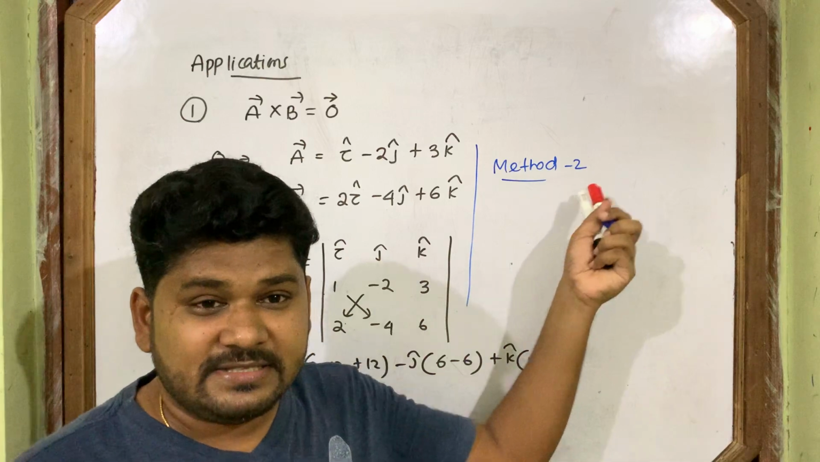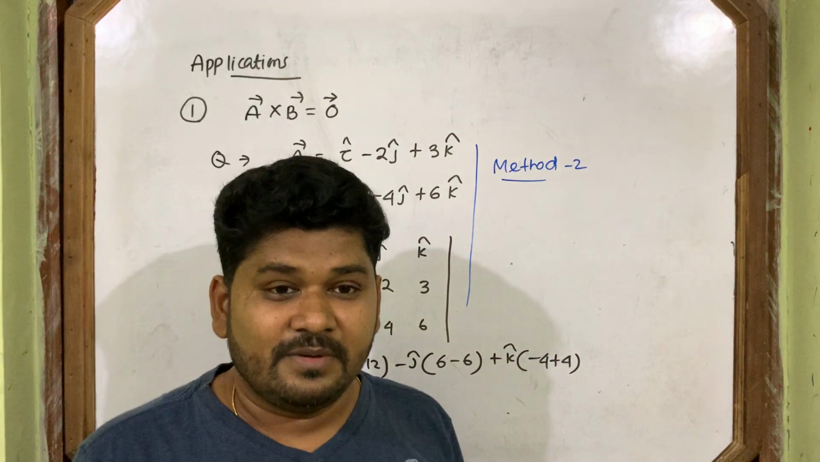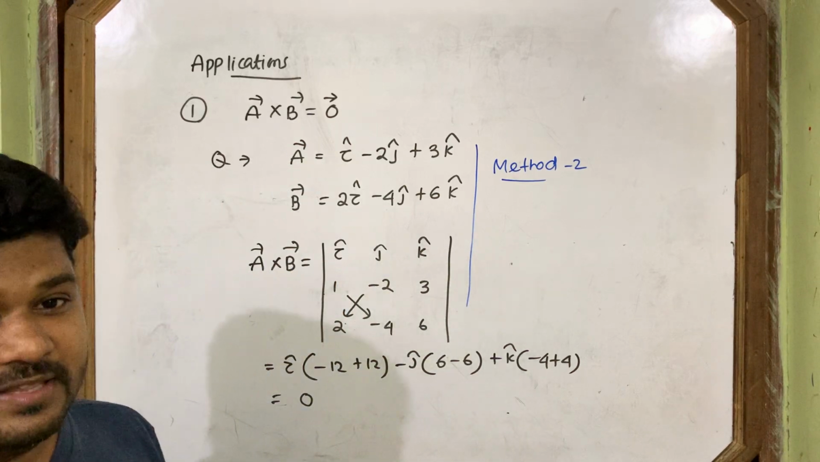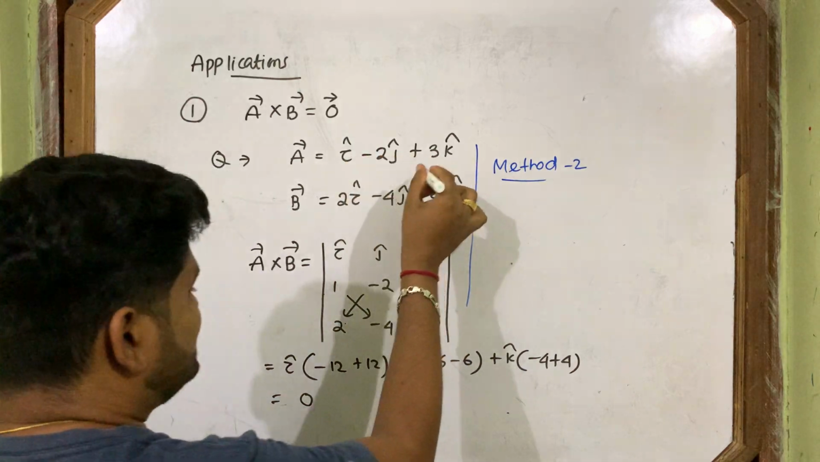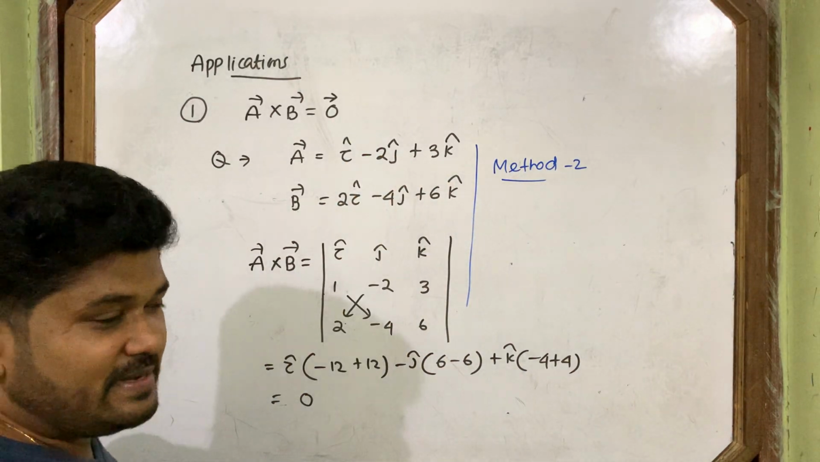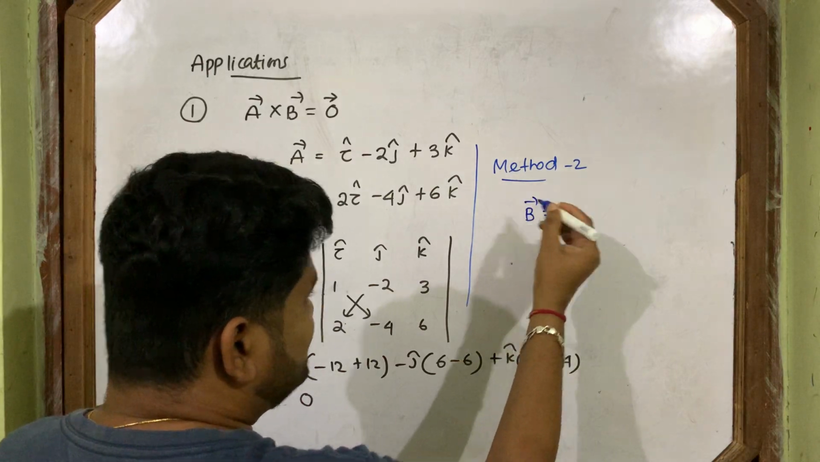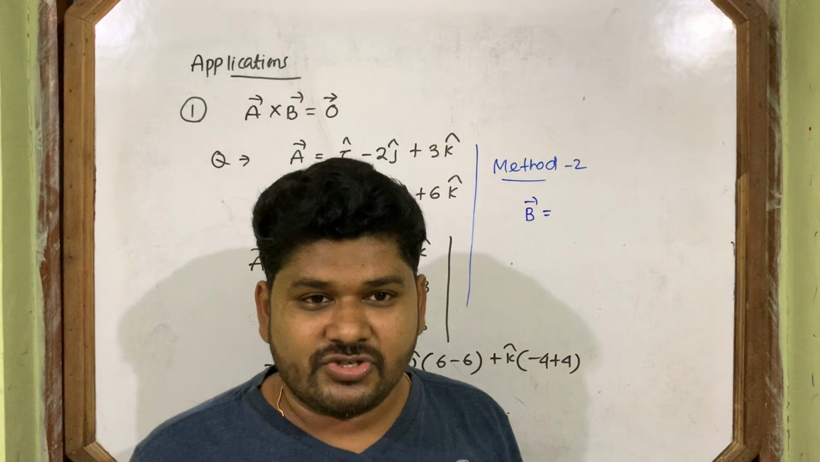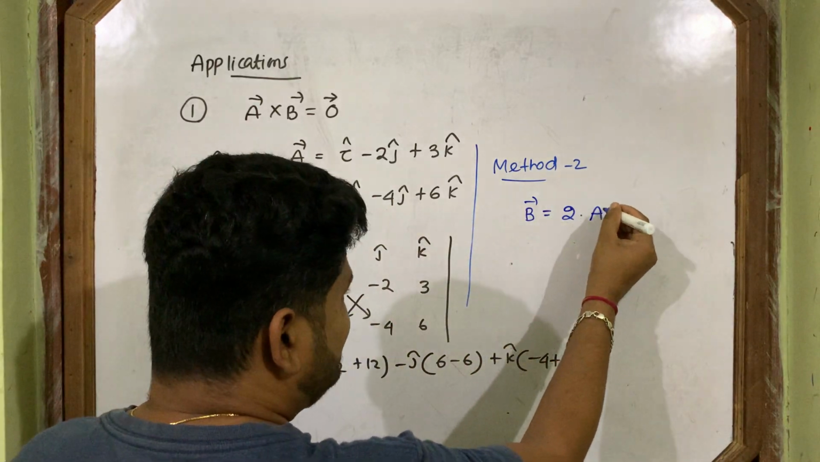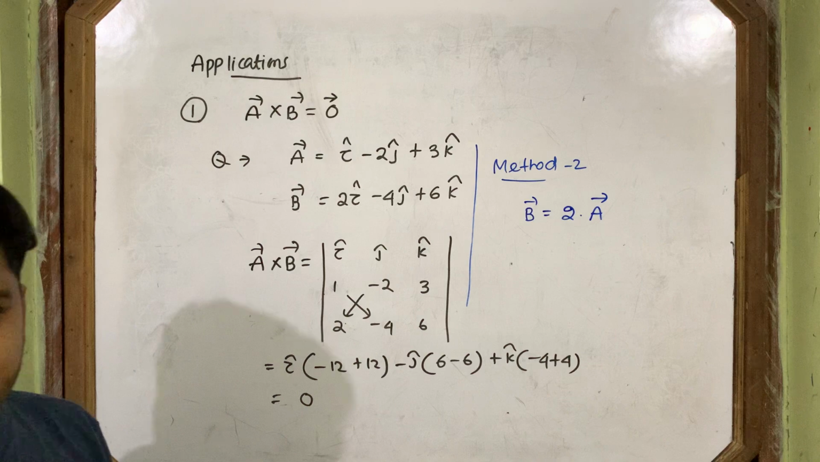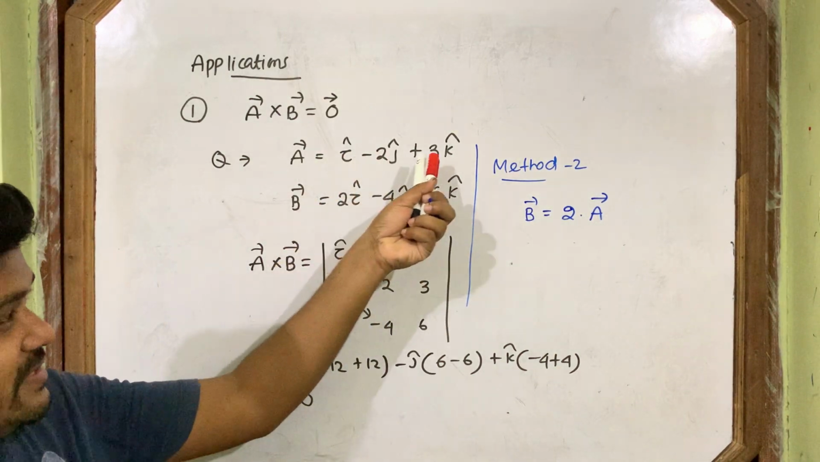It's more advanced than the first one, but easier. How can we know? You see, this is the A vector, this is the B vector. Now B vector can be written as twice of A vector. Check it. B vector can be written as twice of A vector.